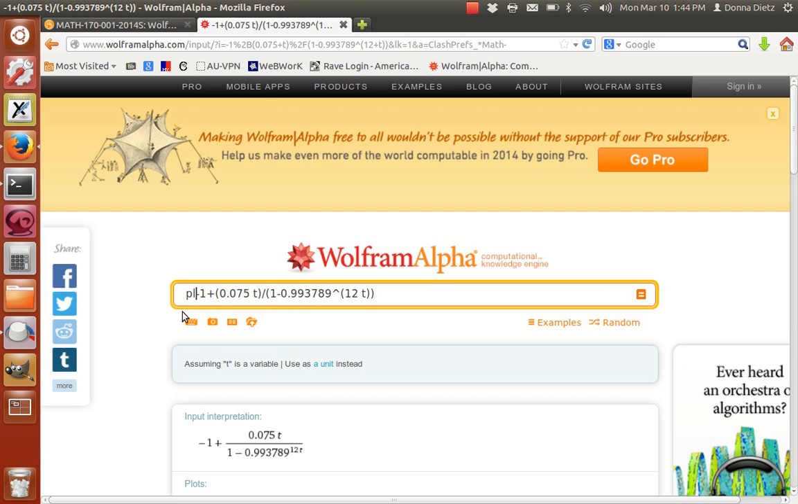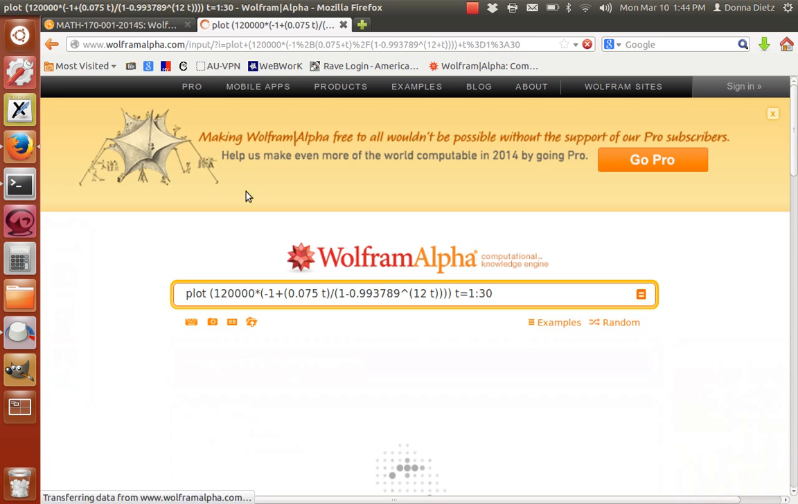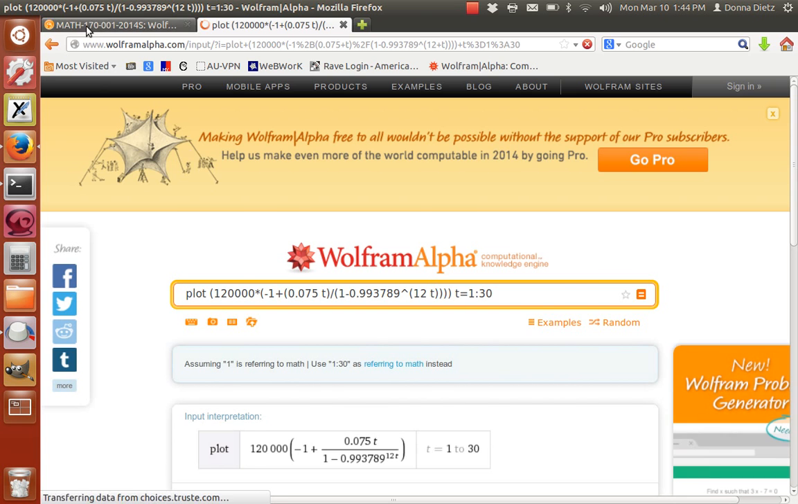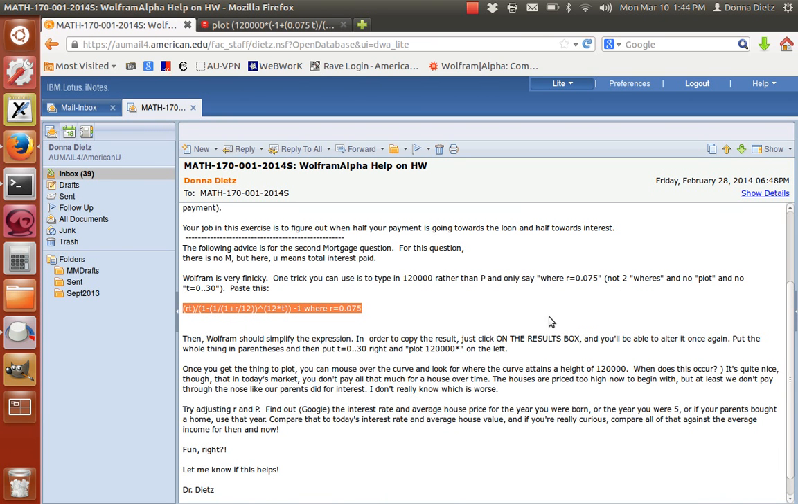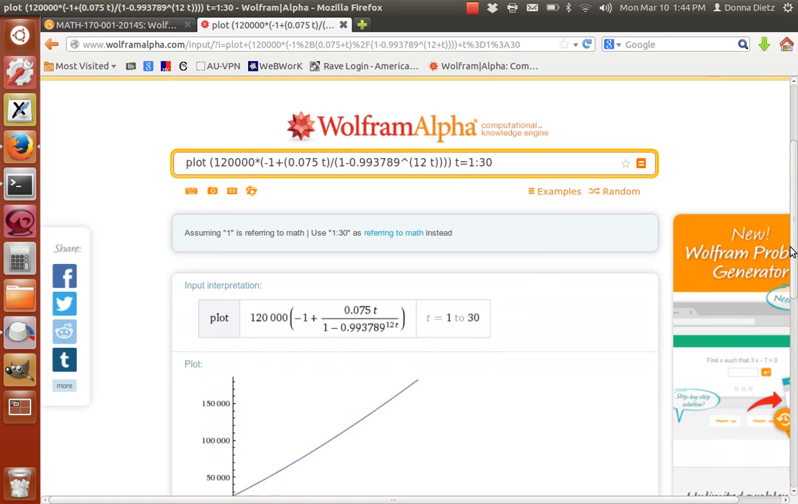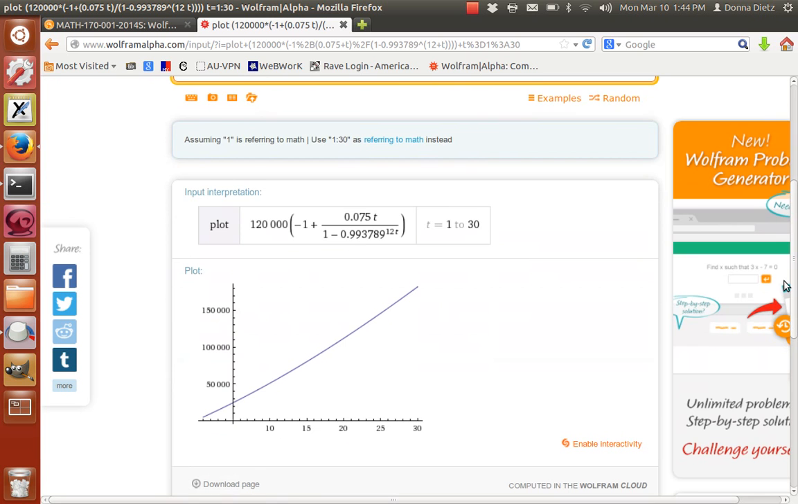Now we write plot or graph, same thing. Open parentheses, 1, 2, 0, 0, 0, 0, times, open parentheses again. We've now opened two sets of parentheses, so we close two sets of parentheses. T equals 1 to 30, something like that. Okay, or I think I said T equals 0 to 30. 0 is a bad thing to put in here. I should put 1 to 30. Let's see. Well, it plotted it from 0 to 30 anyway.